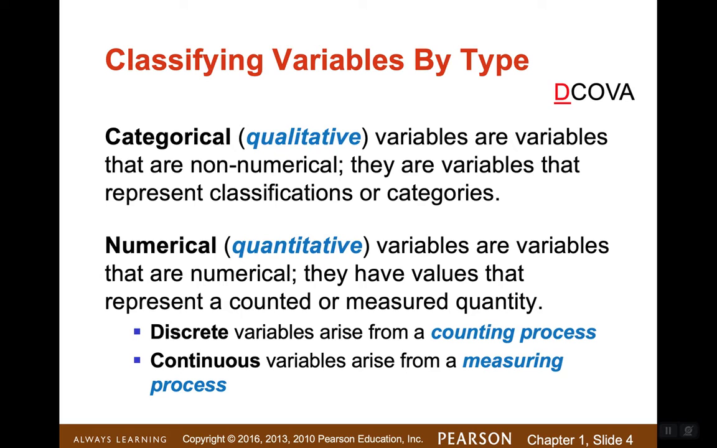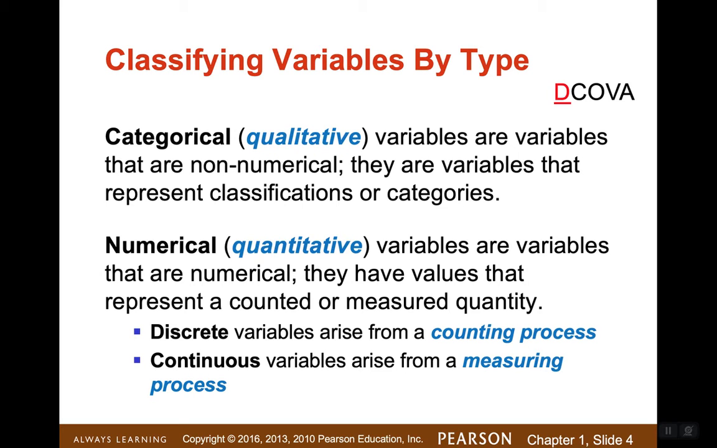All right, so there's really two types of variables that we're working with. One is what we call categorical. Those are qualitative in nature, so they're non-numerical, and they basically describe categories or classifications. And then the other one is quantitative. Quantitative variables are numerical, and they will have a value of some type which will represent either a counted or measured quality.